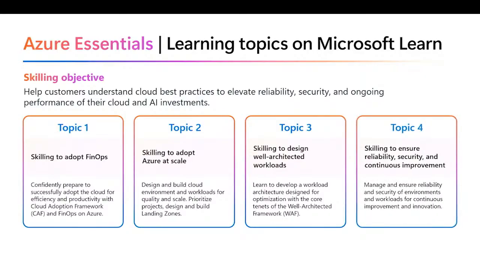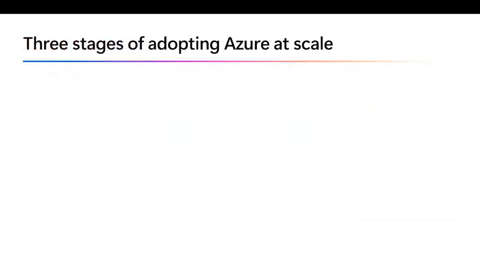So with the learning topics on Microsoft Learn, you have it broken down into 4 key topics, as you can see. One of them is going to be FinOps, which we'll talk about shortly. We'll talk about skilling to adopt Azure at scale, skilling to design well-architected workloads, as well as skilling to ensure reliability, security, and continuous improvement. So using Microsoft Learn, you'll get to see, or read, I should say, all about these topics.